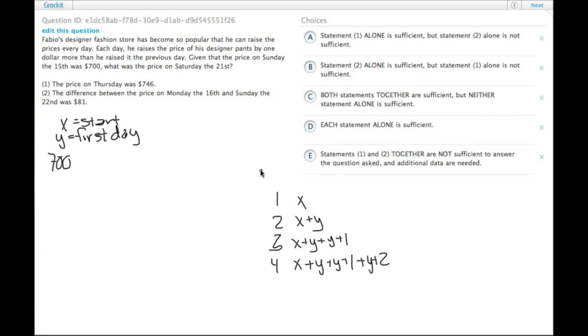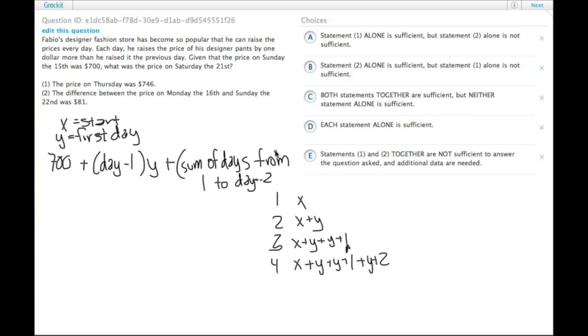And so you could, for this problem, write this down for a full week's worth of things. You can also figure out that the formula is going to be that initial price of 700 plus the day, whichever day it is past the first one, day minus one times y, plus basically adding up all these additional little numbers here, the sum of the days from one to day minus two. So you can either do it as a formula or write down all the different numbers here.